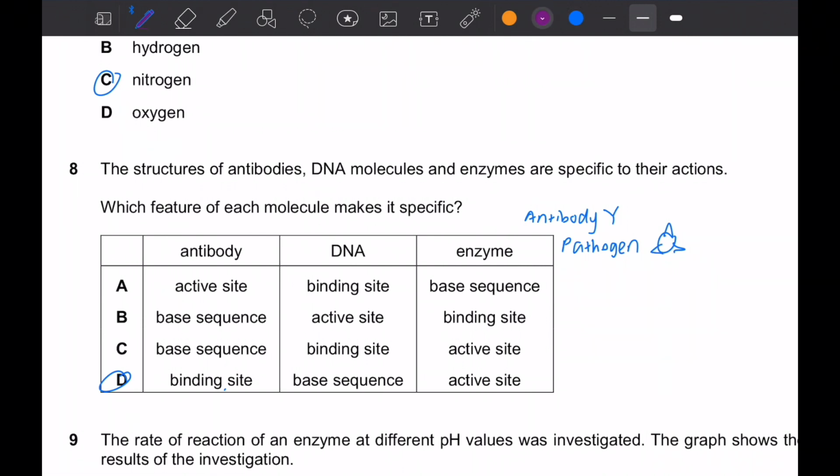And then you will have the antibody. They have to be complementary for them to bind. So the answer would be D.